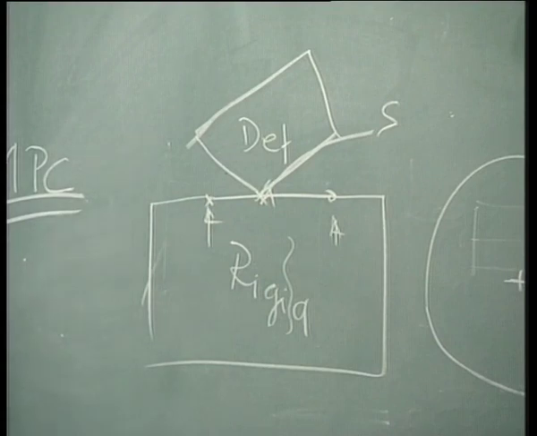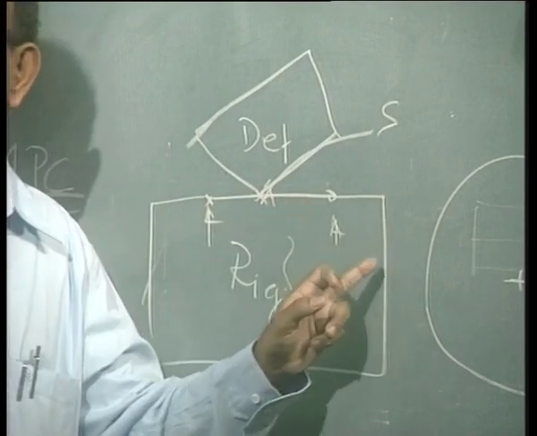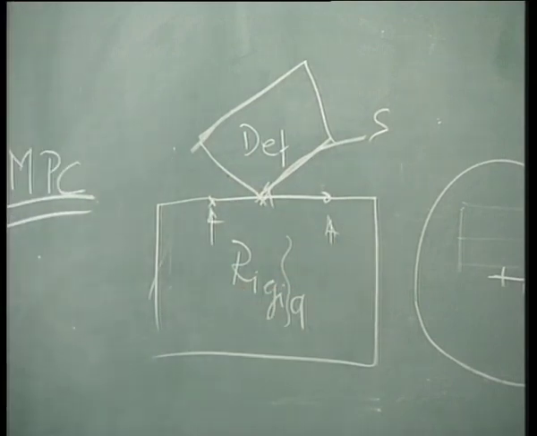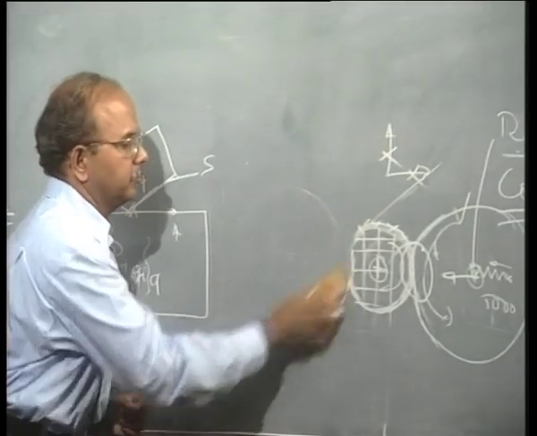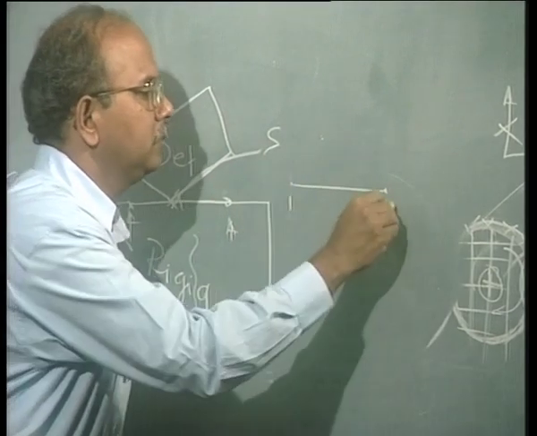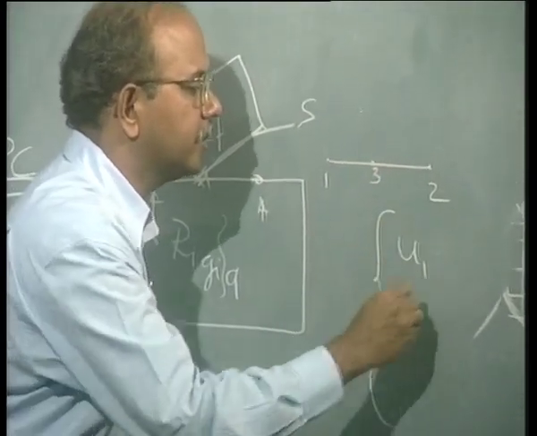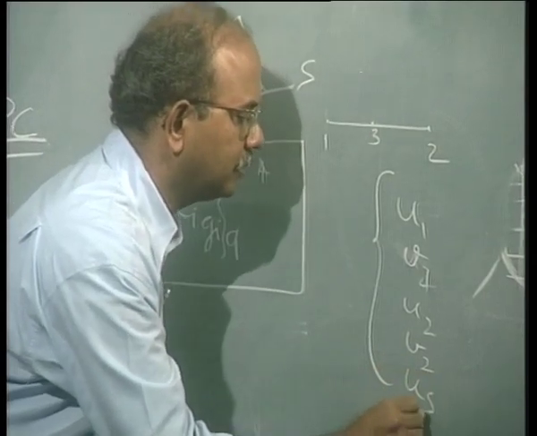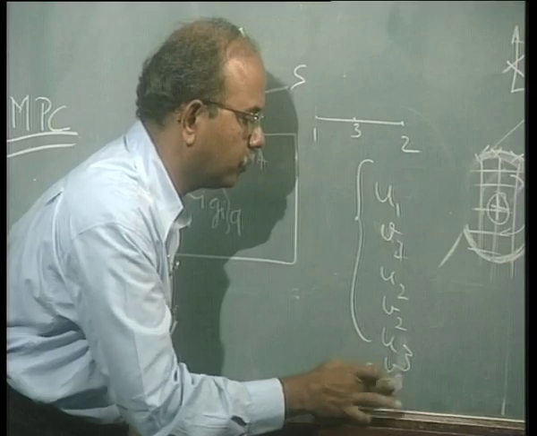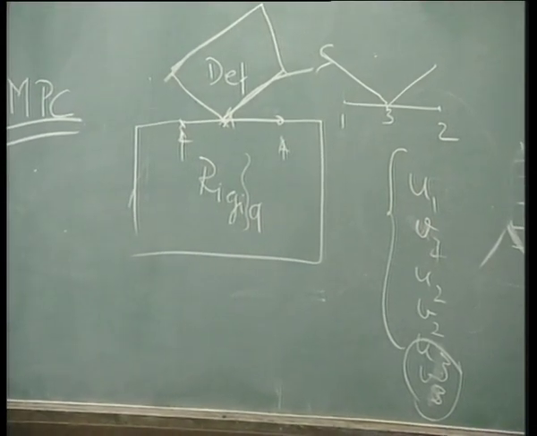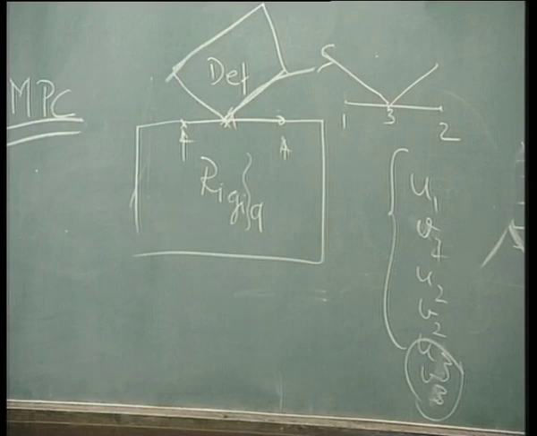Then I develop an element which connects these three, or in other words, my small d matrix for a contact element, if I call these 1, 2 and 3, consists of U1, V1, U2, V2, U3, V3, where 3 is nothing but the slave node. Is that clear?